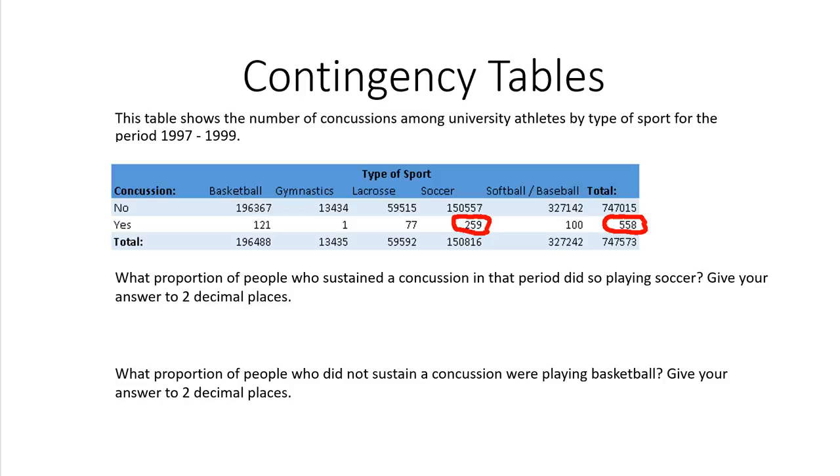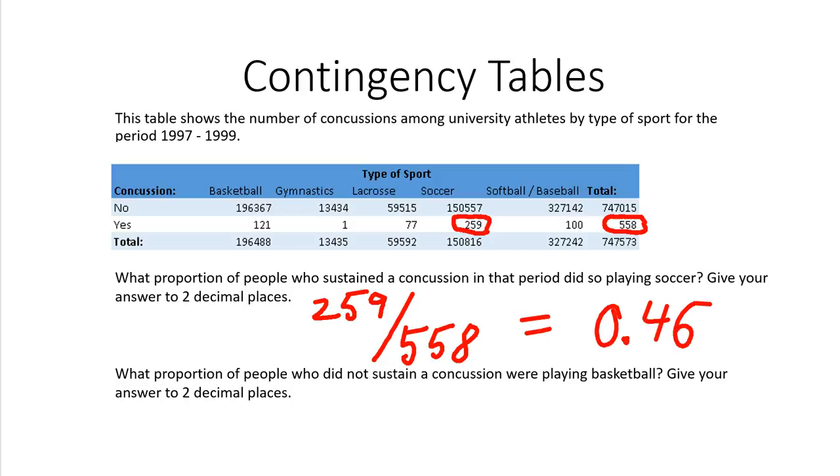Now we divide the smaller number by the bigger number to get a proportion, and that will be the proportion of people who were playing soccer when they sustained a concussion. This gives us 0.46.